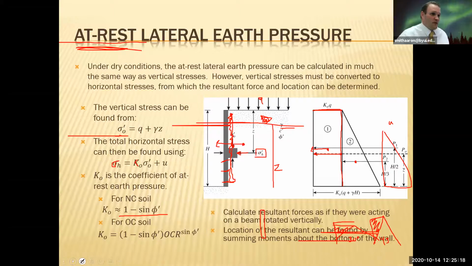Anyway, to calculate your at-rest lateral earth pressure, you simply sum up all of your vertical forces acting on that wall, then calculate your K naught by one of these two equations, and then you multiply your vertical stress by your horizontal coefficient, and that equals your horizontal. I said that backwards, but I think you might know what I mean.